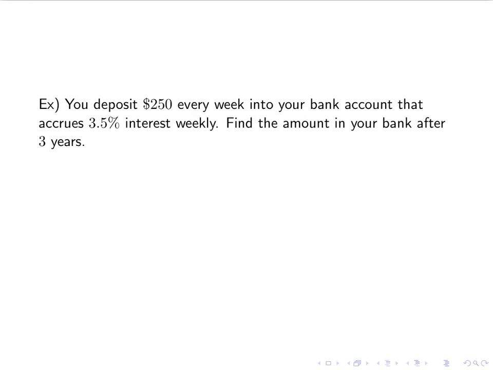All right, let's try another example. You deposit $250 every week into your bank account that accrues 3.5% interest weekly. Find the amount in your bank after 3 years. Okay, so first we have to decide, is it ordinary annuity or annuity due? Notice it doesn't specify whether it's the start or the end of every week, so we assume it's ordinary annuity. And again, if it doesn't say, we assume ordinary.